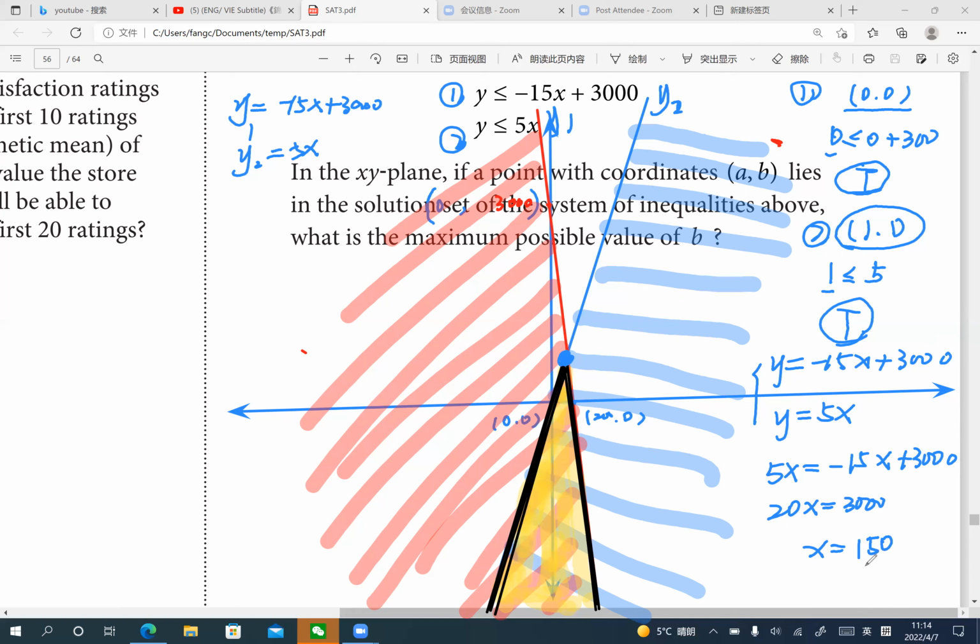150 is the value of the x coordinate. We need to find the y coordinate, which is 5 times 150. It is 750. So 750 is the maximum possible value of b.